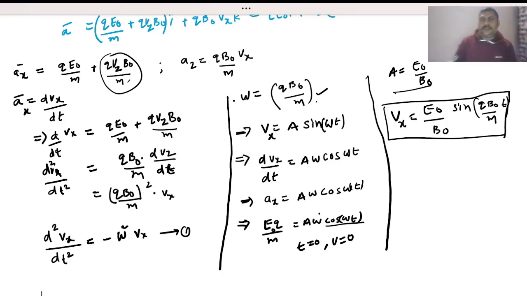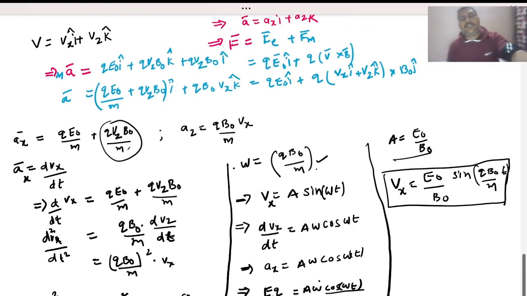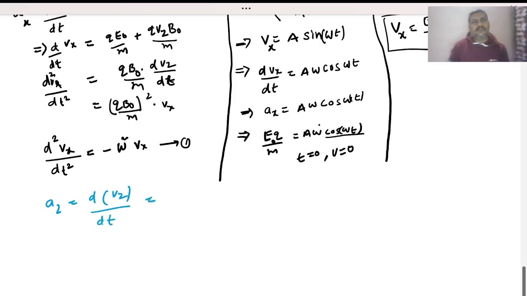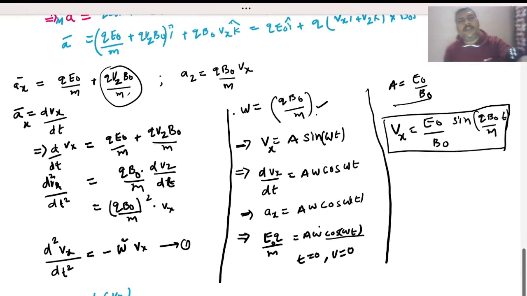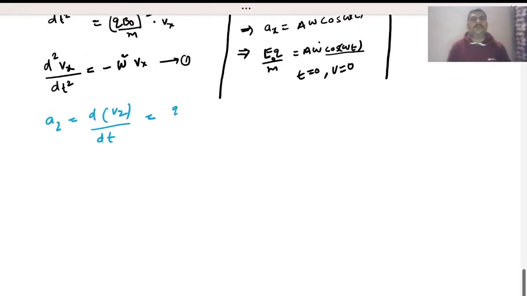Okay, here az is equal to dvz by dt. Az is equal to, here the az value is there. So now az is equal to d of vz by dt. You can see the az value is equal to q b naught vx by m. So that is equal to q b naught by m into vx.